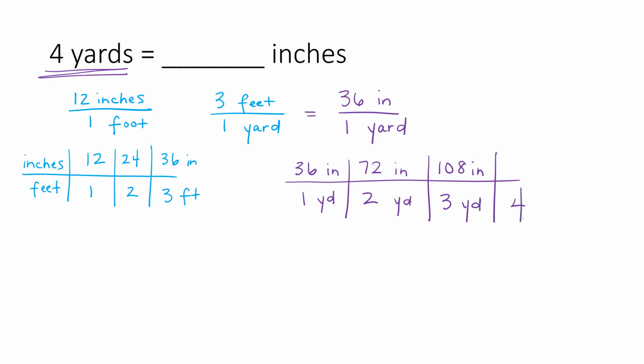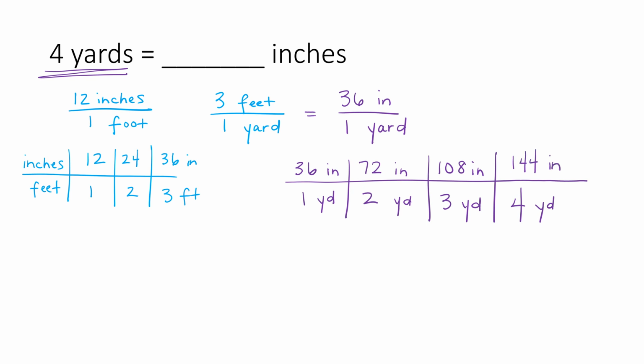All right, and finally to get up to 4 yards, 4 times 36. So 4 times 6 is 24. 4 times 30 is 120. 120 plus 24 is 144 inches.